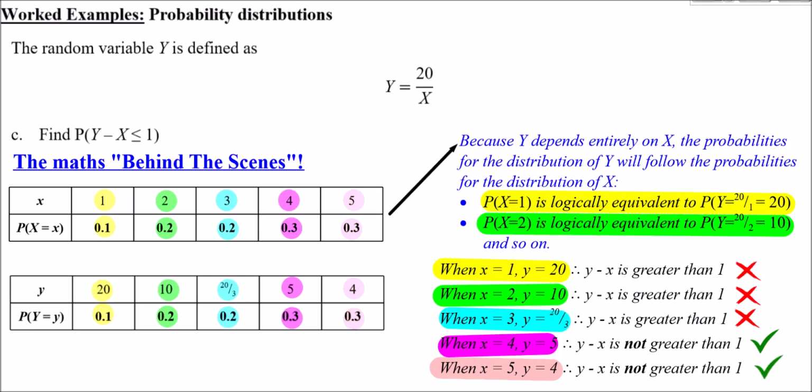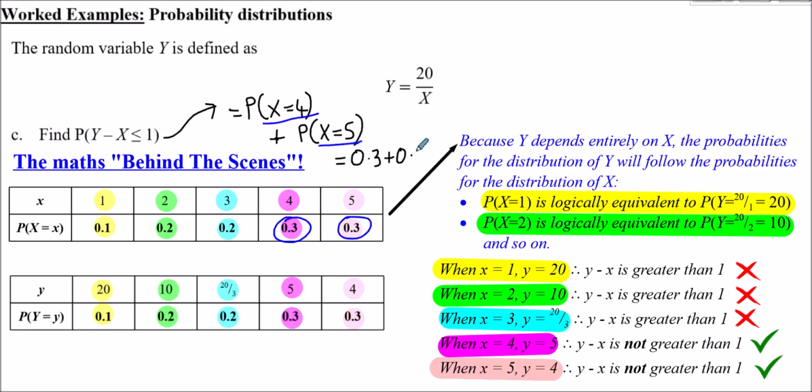And so what we want here to satisfy this inequality is this bottom two. So again, we'd want either x being equal to 4, or we could have x being equal to 5, because that forces y to be 4 and makes it work as well. So x being equal to 4, that's a 0.3 chance. When x is equal to 5, that's a 0.3 chance. So again, like we had from doing it algebraically, this gives us 0.3 plus 0.3, which is 0.6. So that's what's going on behind the scenes.